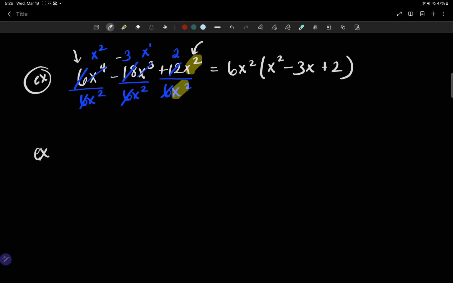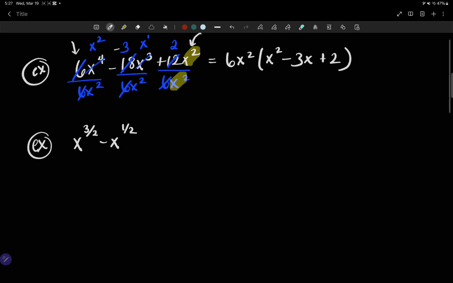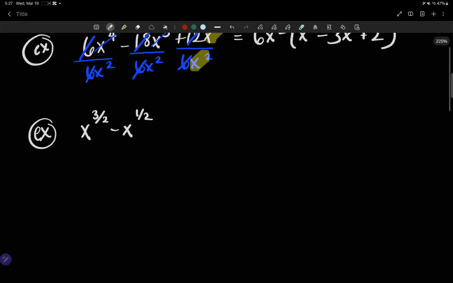Let's take a look at another one. Let's say we wanted to find the greatest common factor with, we'll say, x raised to the 3/2 minus x to the 1/2. Believe it or not, you can actually factor out a greatest common factor even when you have fractional exponents. Now, fractional exponents are really just radicals. If you'd like to see a little video on that, please let us know in the comments.